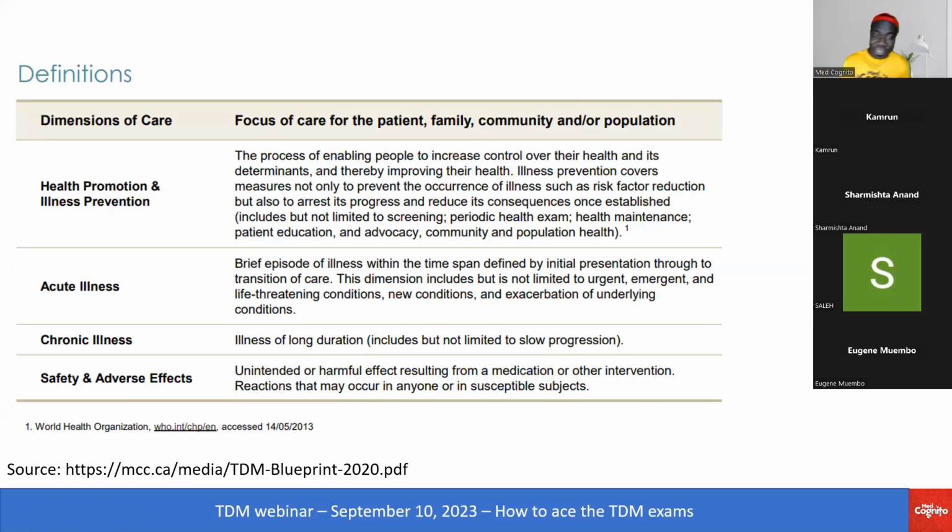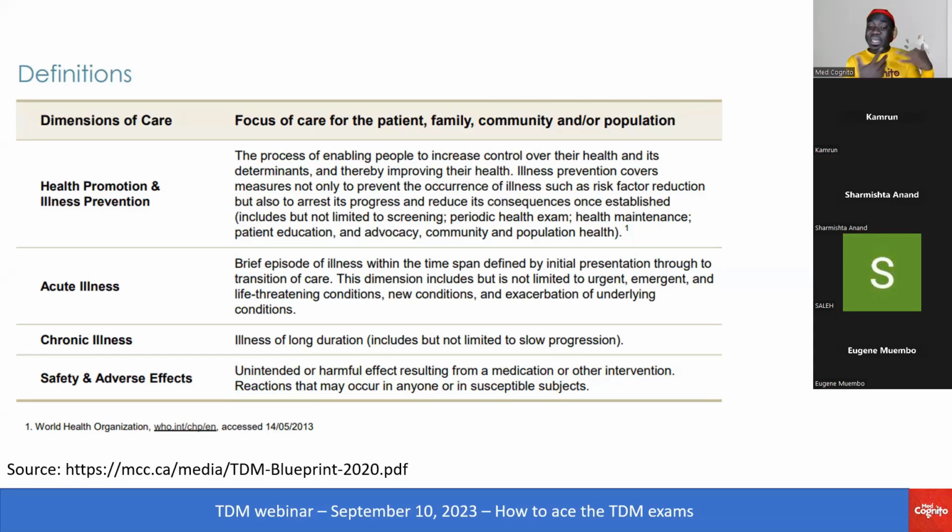Then number three is chronic illness. That's illness of long duration. I think all of us understand that. And then safety and adverse events. That is unintended or harmful effects resulting from medication or other intervention, reactions that may occur in anyone or in susceptible subjects. So if you go to cardiology, what are the common cardiology medications we use?